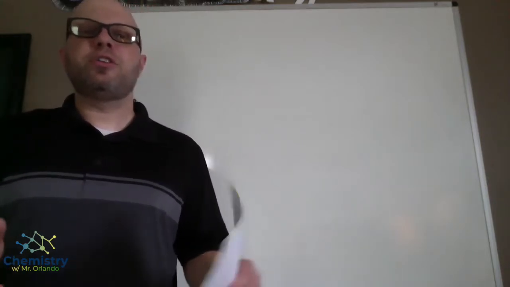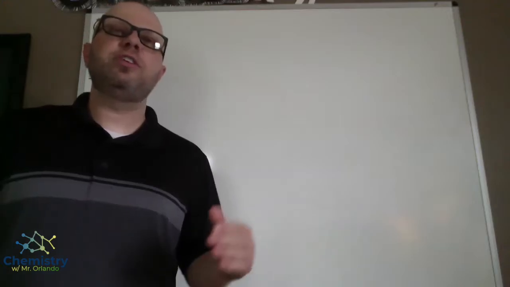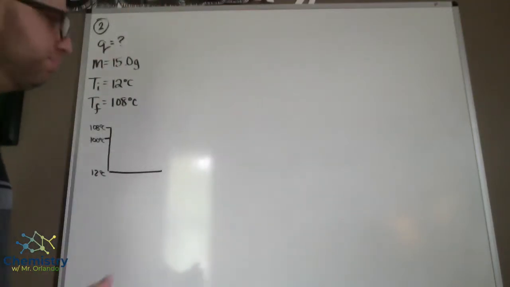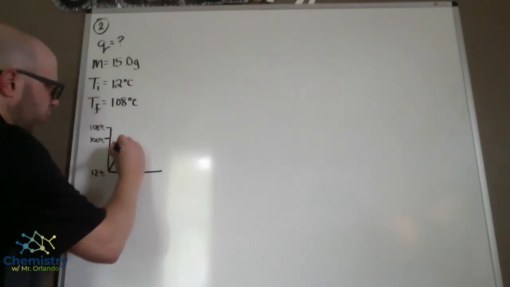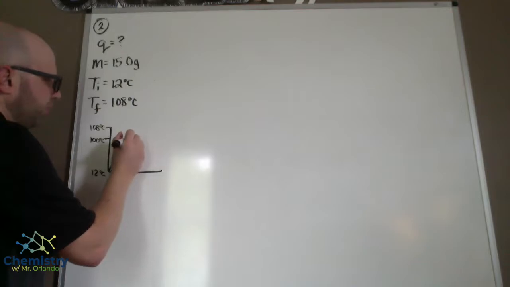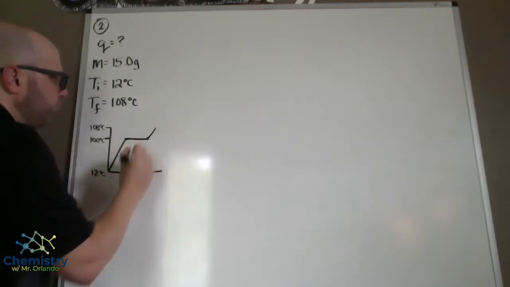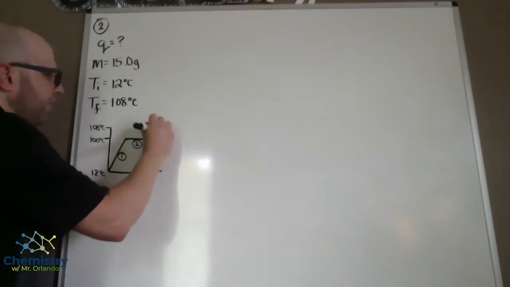And that's because there are different things that are going on. And when you're going through a phase change, some of that energy is being used to break bonds and not increase kinetic energy, which is what temperature is measuring. So you're going to start here at 12. You're going to go up to 100. Then you're going to go through the phase change at 100. And you're going to go up to 108. So it's actually a 3-step problem.